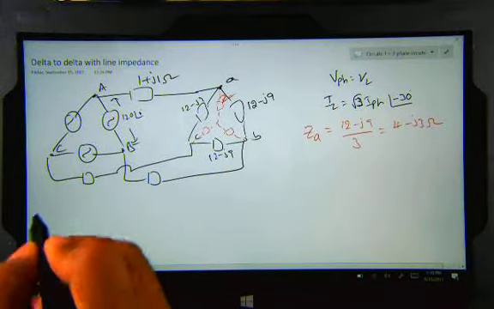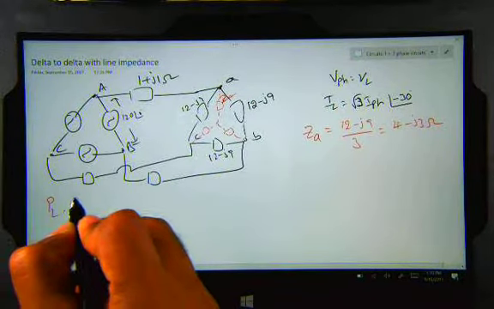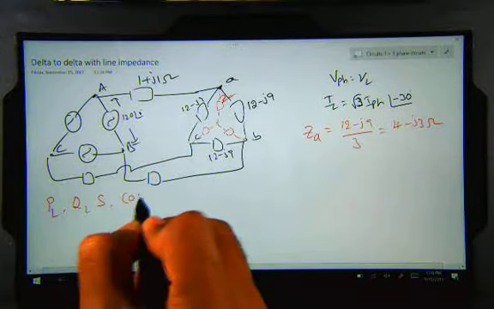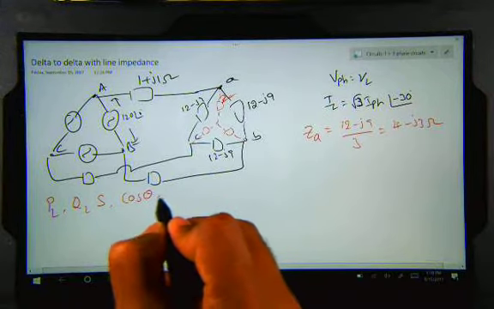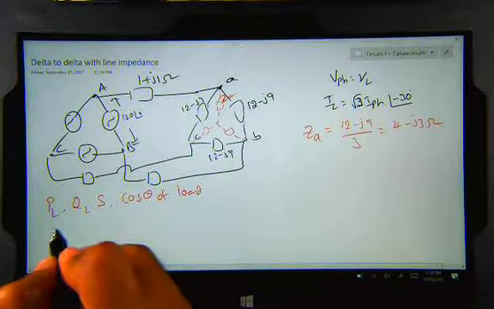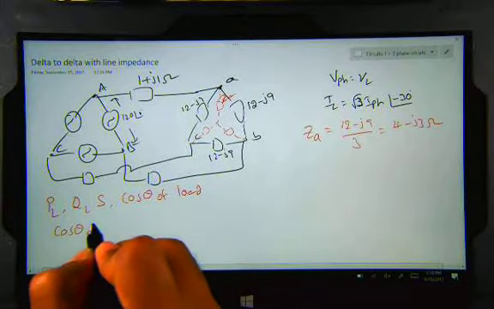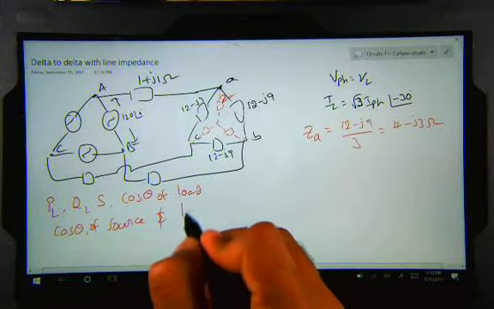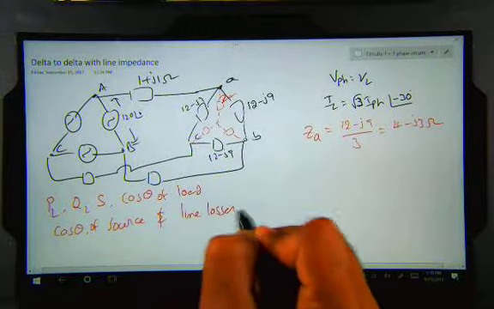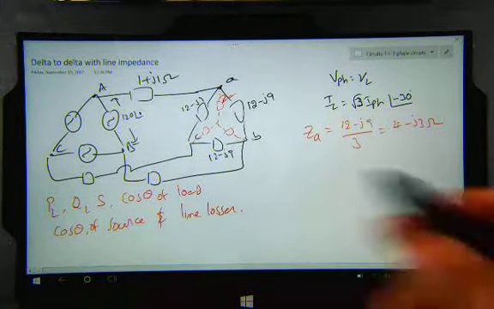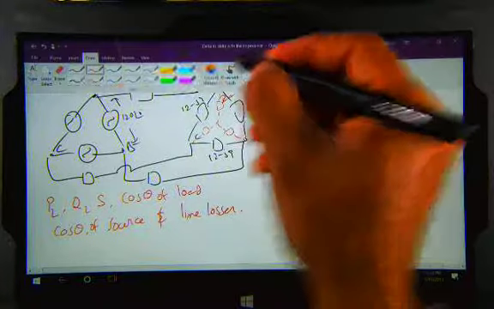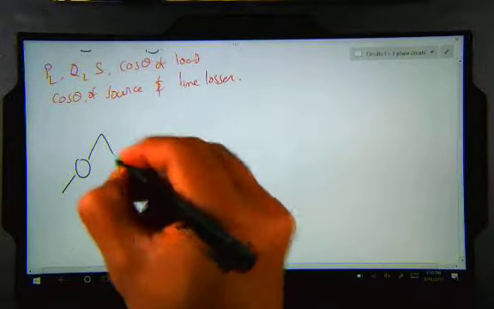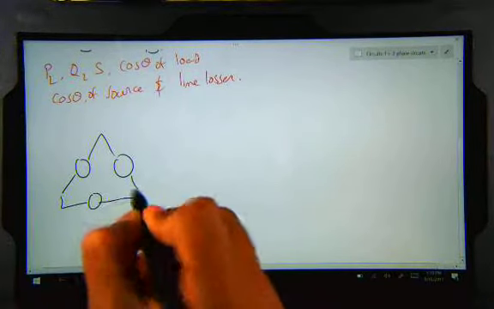By the way, the question is asking for the power consumed in the load: active power, reactive power, and apparent power, cos theta of the load (the load power factor), cos theta of the source, and line losses. That's what he's asking for. So I'm going to redraw a circuit with a delta source with a star load.